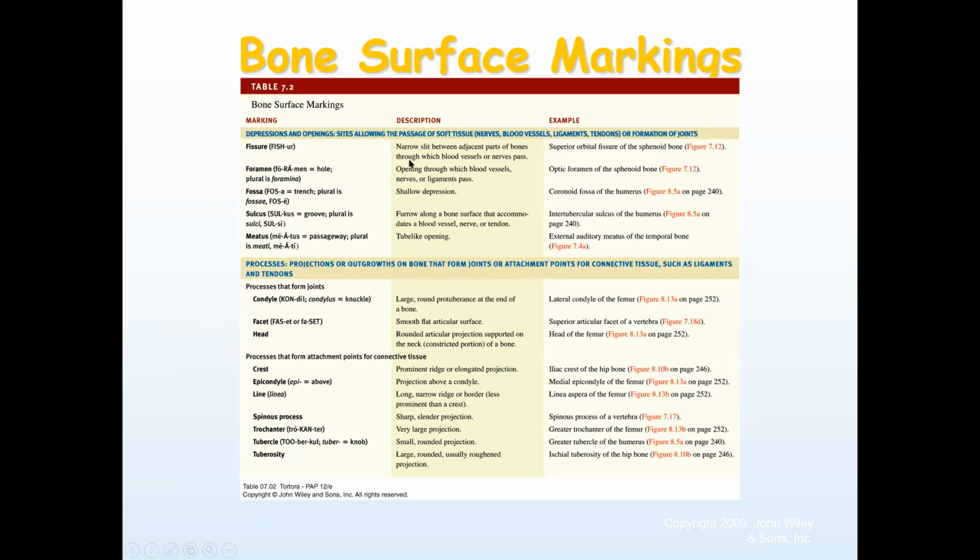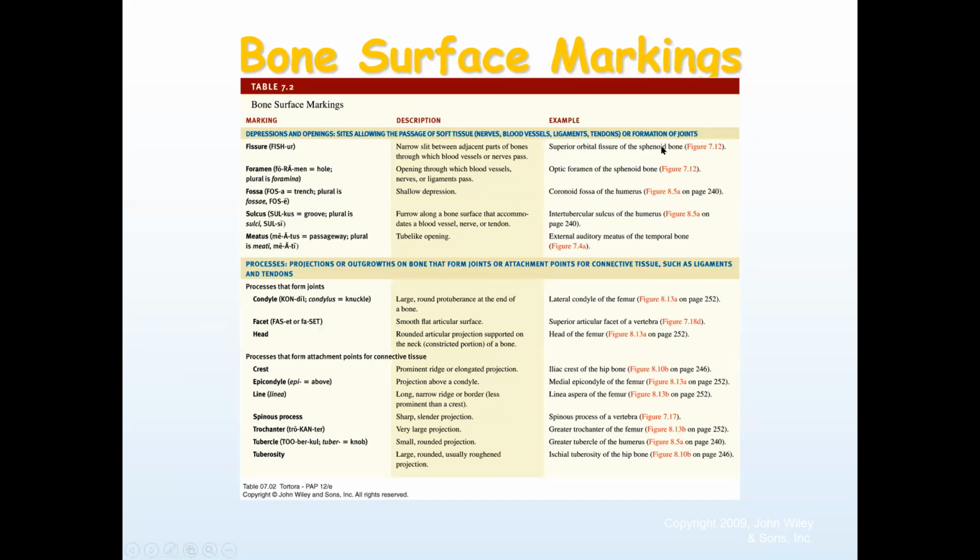So as it says here, a fissure is a narrow slit between adjacent parts of bones to which blood vessels and nerves pass. So you have two bones, and there's a narrow slit between them, and you can run your blood vessels, etc., between these two bones using this narrow slit, right? And it gives examples here of each type. So, for example, for a fissure, you have the superior orbital fissure, right?